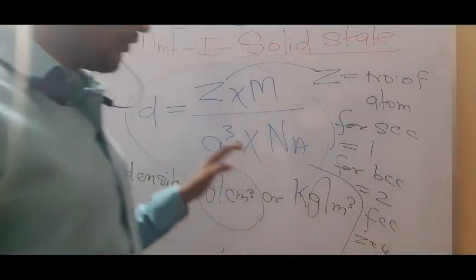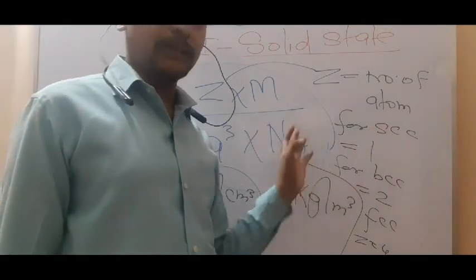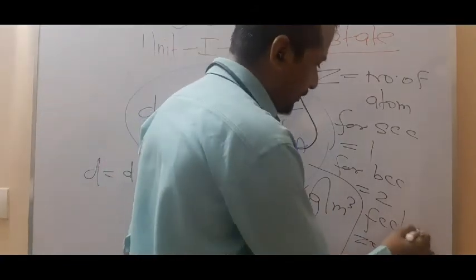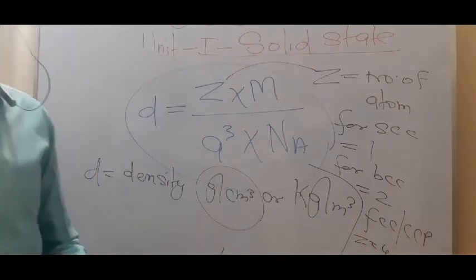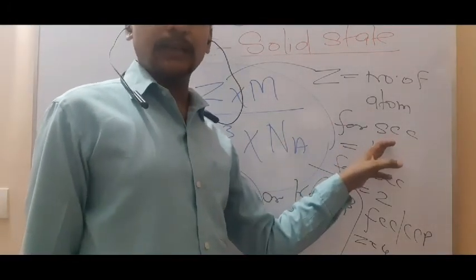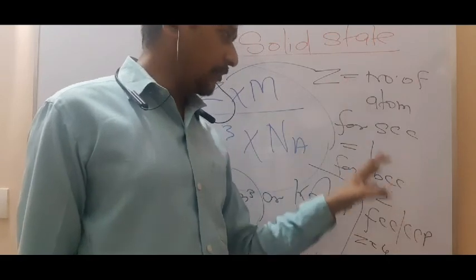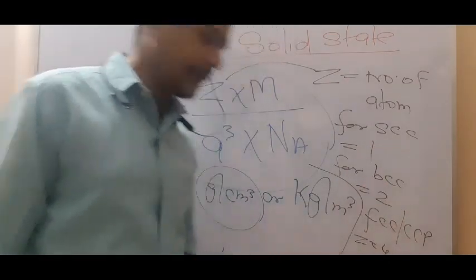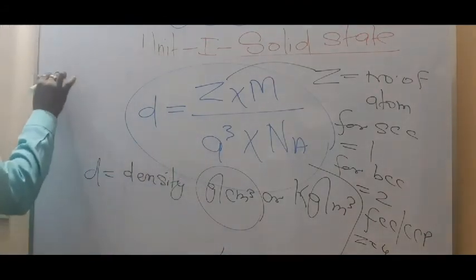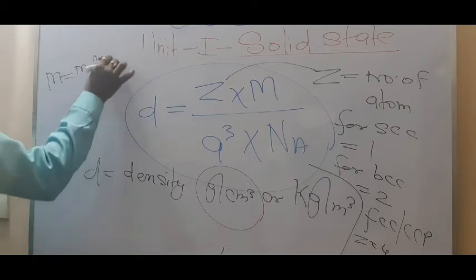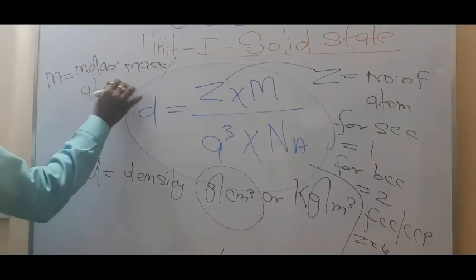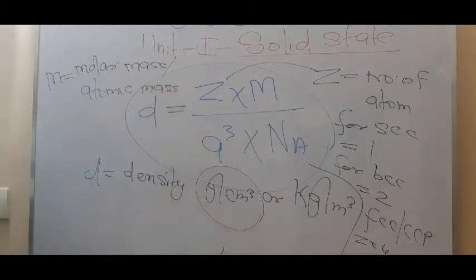Here one question is given like this: an SCC crystal, BCC crystal or FCC crystal or CCP crystal. If FCC is given or CCP is given, you can also write the number of particles 4. Are you getting this point or not? So if SCC is given, you write 1 for Z, if BCC is given, you write 2 for Z, if FCC is given, you write 4 for Z. Now M equal to molar mass in case of a molecule, or it may be atomic mass in case of an atom. Are you getting this point or not?